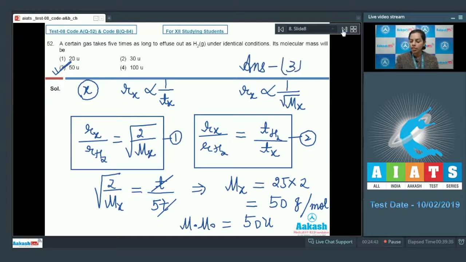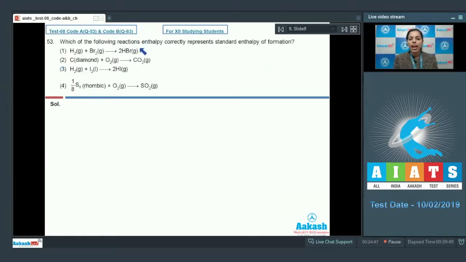After this, there's another question, that's question number 53. Which of the following reactions enthalpy correctly represents standard enthalpy of formation? If we talk about standard enthalpy of formation, this is basically the term which is used for the process in which 1 mole of the substance is formed from the substances which were present in their standard state. If we talk about the first option, H2 plus Br2 to give you 2HBr. One thing, there are 2 mole of this HBr formed. It means for this reaction, enthalpy of formation is not equal to reaction enthalpy.